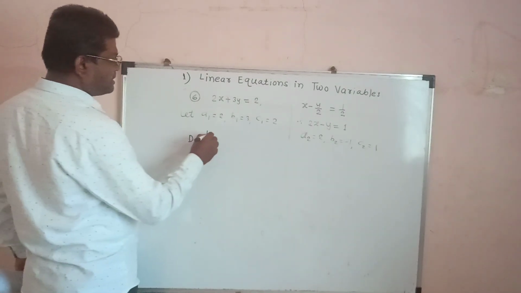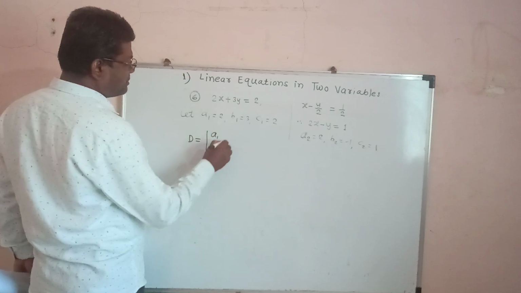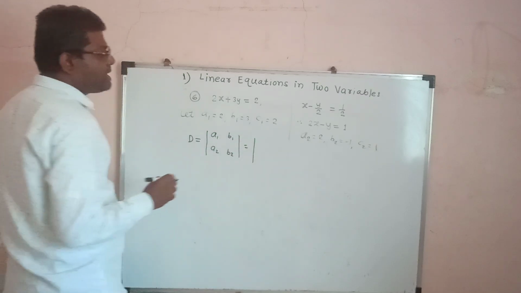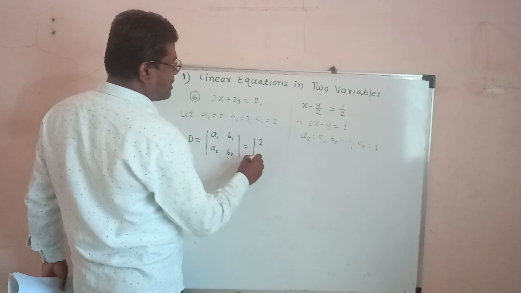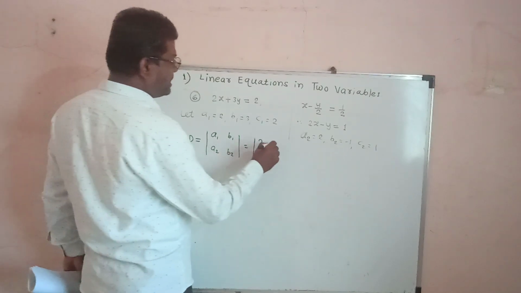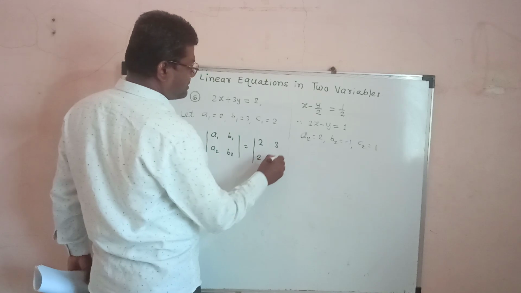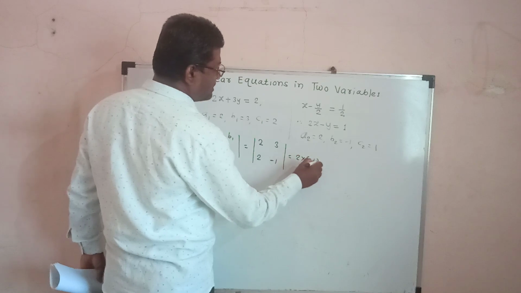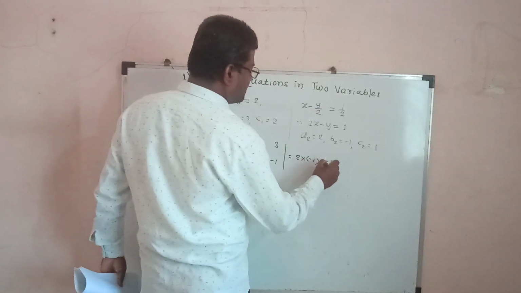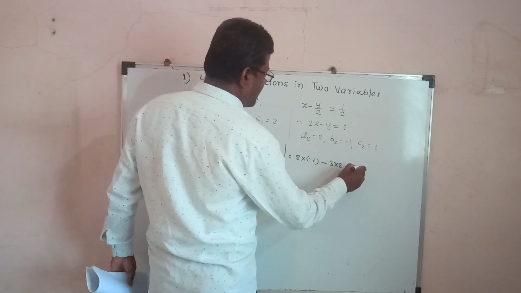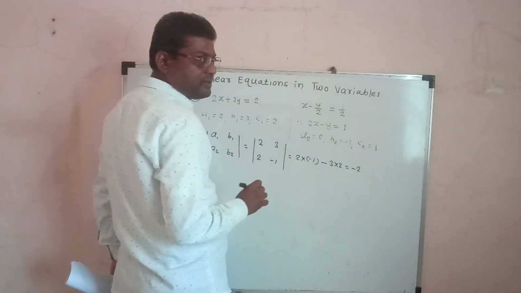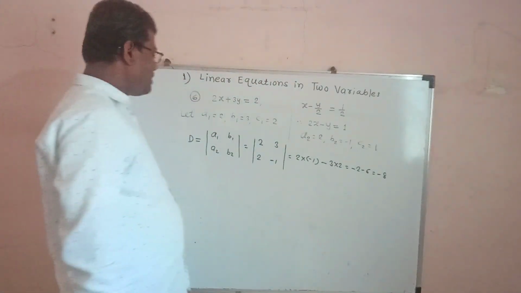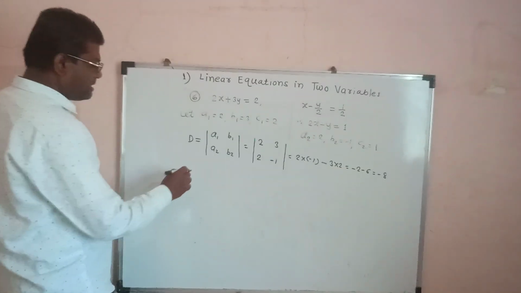Now let us find the determinant d. D is equal to, in first column a1, a2, second column b1, b2. In the determinant, value of a1 is 2 and value of a2 is also 2. Value of b1 is 3 and value of b2 is minus 1. So 2 into minus 1 minus 3 into 2. 2 into minus 1 is minus 2, 3 into 2 is 6, so minus 2 minus 6 is equal to minus 8. The value of d is equal to minus 8.